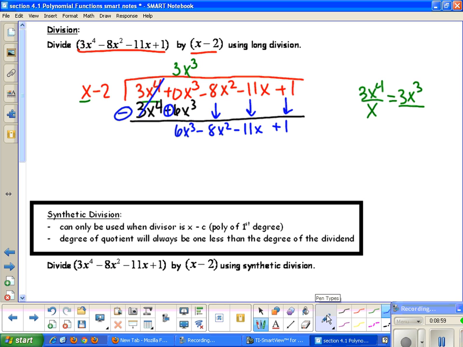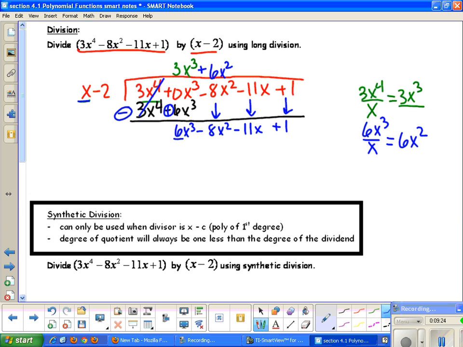Now I need to see the next term. So how many times does this x right here go into 6x cubed? So I'm going to do my math off to the side. 6x cubed divided by x gives me 6x squared. Now I need to line this up with the quadratic term, so I'm going to put that in its home. It's positive, so I'm going to put plus 6x squared.